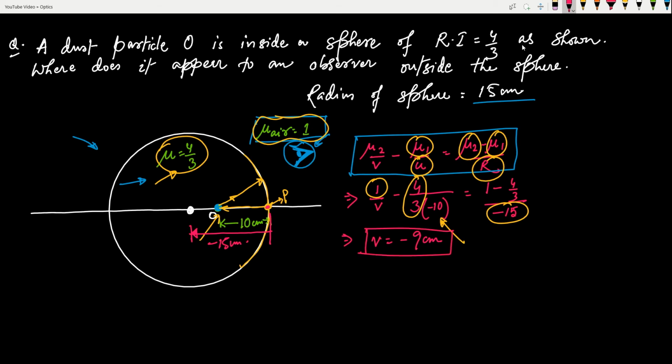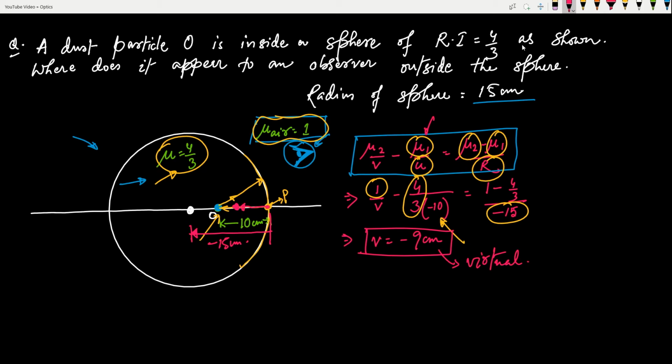I haven't solved this because it's easy. You can do it. Okay, I just need to explain these concepts. So v is minus 9 centimeter. So this means that the image is actually virtual in nature. Okay, so the image will be formed somewhere here, minus 9. So if you move it in this direction, then it will be minus 9 centimeter from the pole.